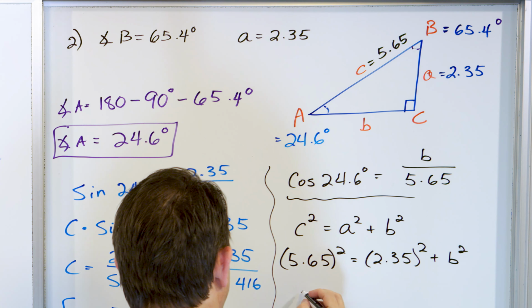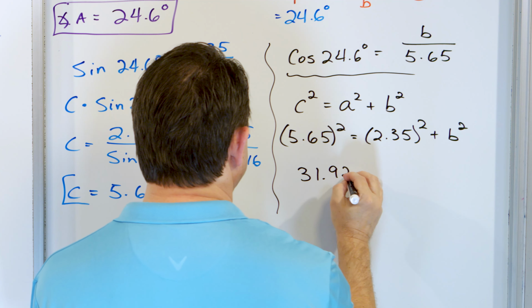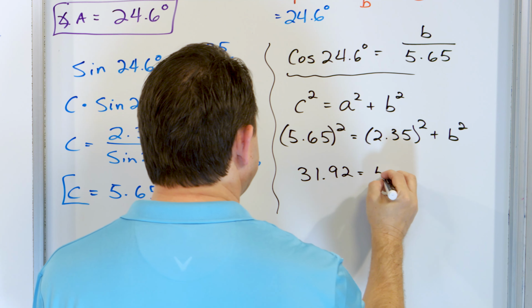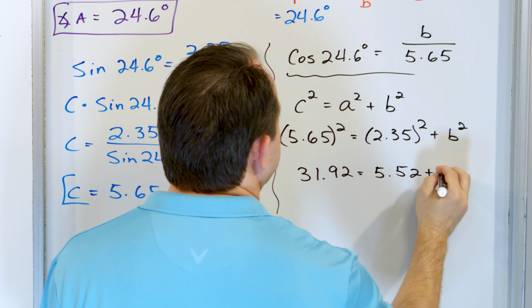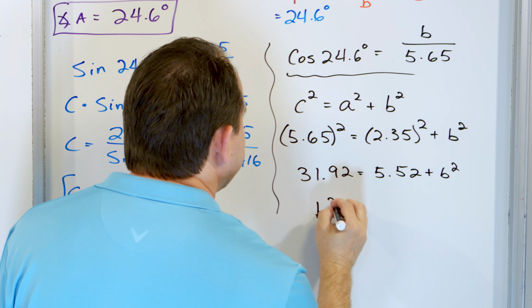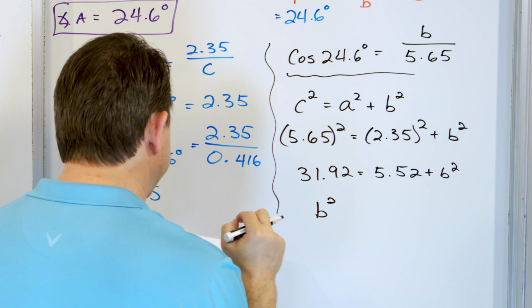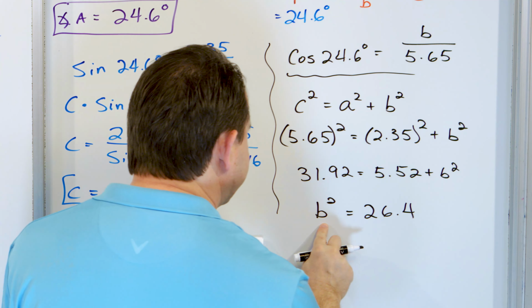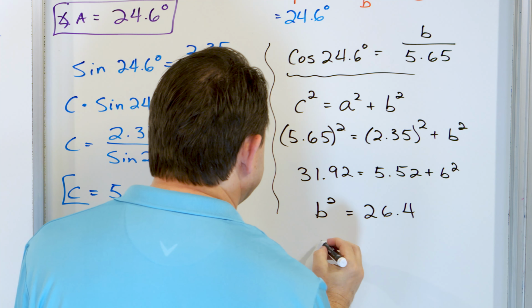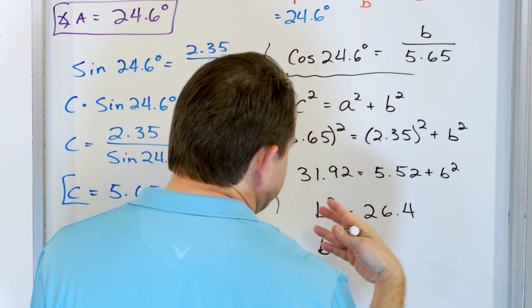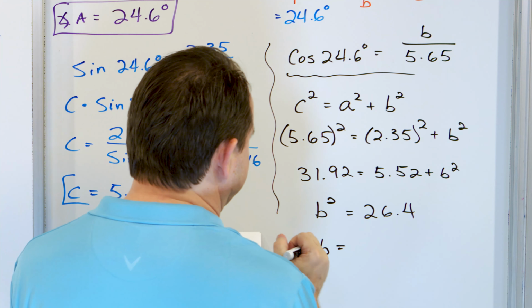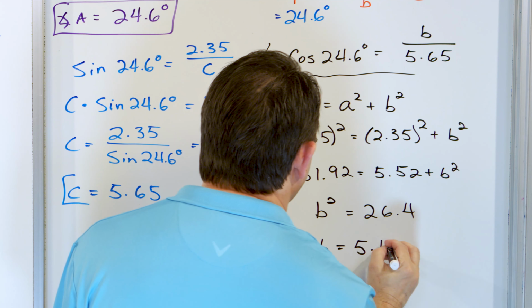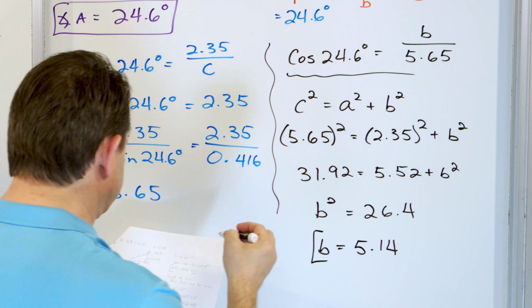So 5.65 squared is 31.92, and 2.35 squared is 5.52, plus B squared. Then B squared is going to be this number minus the 5.52, and you'll get 26.4. When you take the square root of both sides, you'll get plus and minus, but you discard the negative length. You can't have negative lengths on a triangle. So you get 5.14, and that's the length of side B.